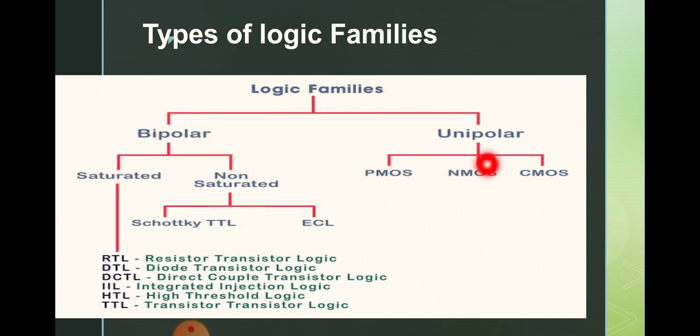Now let us move toward the second type of logic family, and that is unipolar. The unipolar logic family is basically divided into three types, PMOS, NMOS and CMOS. MOS means metal oxide semiconductor devices. C means complementary metal oxide semiconductor devices. CMOS is basically used in different types of CPUs or microprocessors.